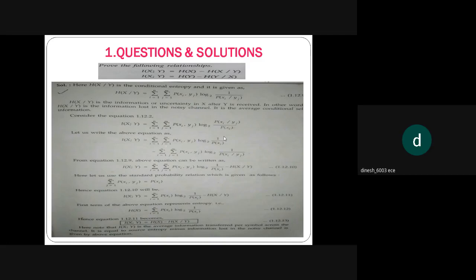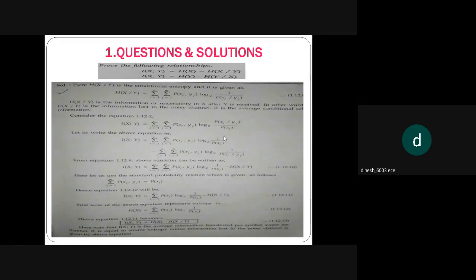And the average conditional self information is different, and mutual information is different. So keep in mind, self information represents the information obtained only by that particular variable, whereas mutual information represents the information provided which is depending upon the other variable. Okay, so conditional and mutual.